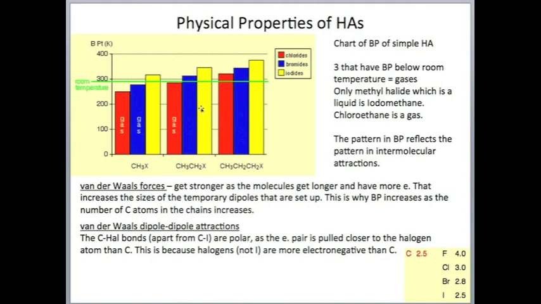So let's look, for example, at the red bars of the chloride as an example. Dispersion forces get stronger as we go from 1 carbon in the chain to 2 carbon in the chain to 3 carbon in the chain. So it takes more energy to overcome them, and so the boiling points rise, which we can see here.